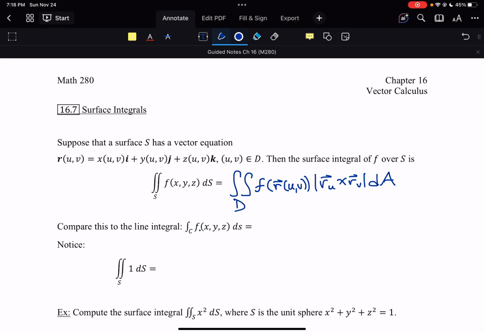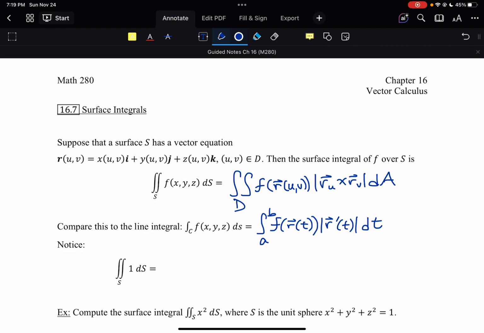If you compare this to the line integral formula that we developed a few sections ago, that formula was the single integral from a to b of f of r of t times the magnitude of r prime of t dt. So you can see they're pretty similar in their general form. We're just translating everything up for an extra variable, moving from curves up to surfaces.